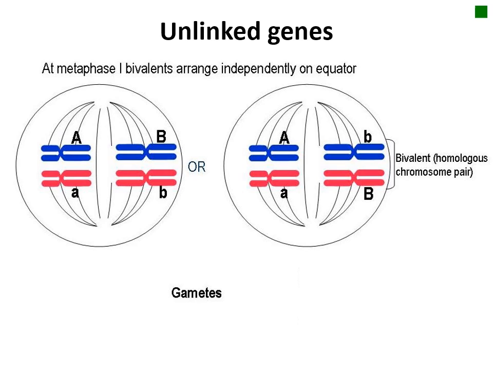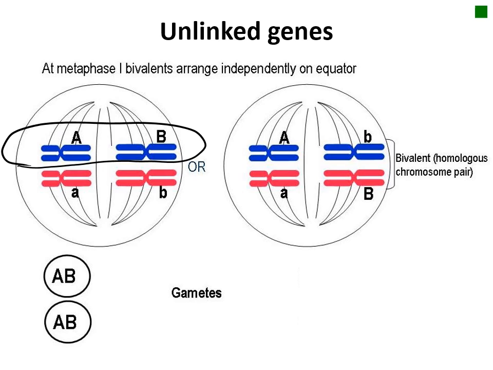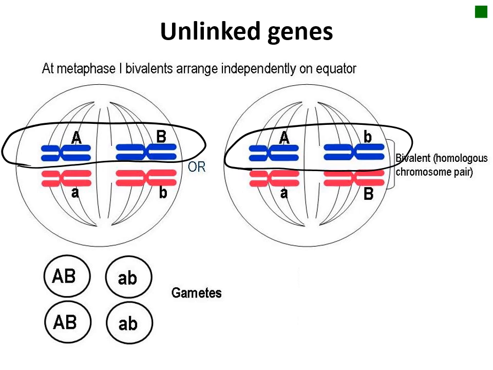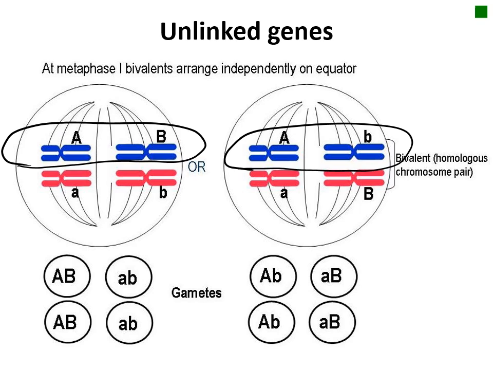For example, the dominant A allele could align on the same side of the cell as the dominant B allele, resulting in gametes of dominant A, dominant B, or recessive A and recessive B. However, there was an equal probability of the recessive B lining up on the same side as the dominant A. This would have provided gametes containing dominant A with recessive B and recessive A with dominant B. This provides an equal probability of obtaining any of the 4 possible gamete combinations.